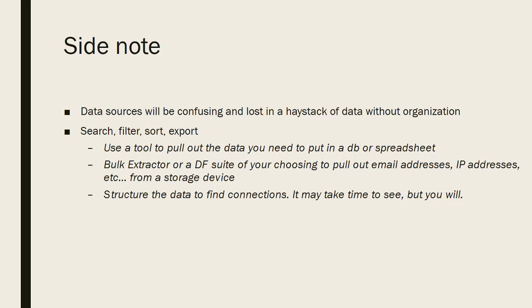For example, email addresses. If you have an image and you want all email addresses, bulk extractor is great for something like that. Or a suite that can pull out email addresses or IP addresses, using grep is great. Whether it be Ncase or X-Ways or FTK or whichever tool of your choice, use those tools to pull out the data so you can import it into some sort of database or spreadsheet and then find the connections.